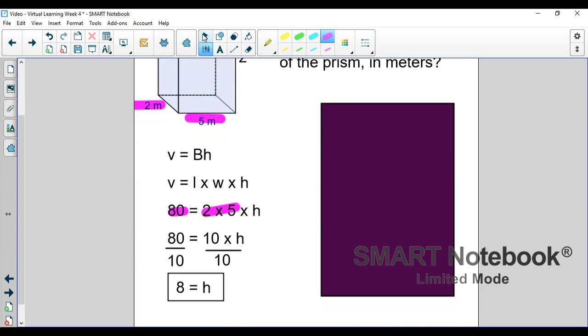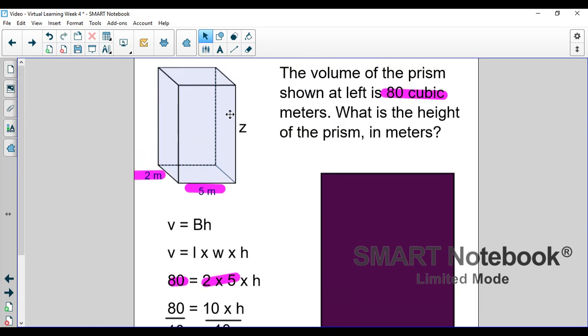Again, when I go down and do the math, I did 2 times 5 is 10. And I know that 80, the volume, is equal to 10 times whatever the height would be. I can divide each side by what I know, the coefficient of 10. 80 divided by 10 would mean that the height of this structure would have to be 8. And again, that makes sense when I take out the variable z and I plug in 8. 2 times 5 times 8 would give me 80 cubic meters.